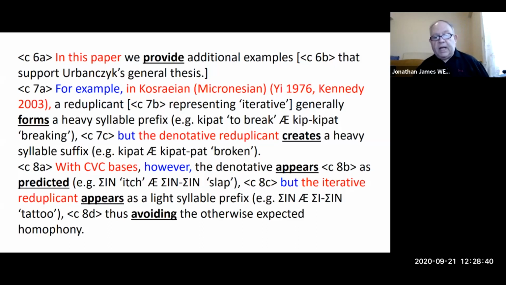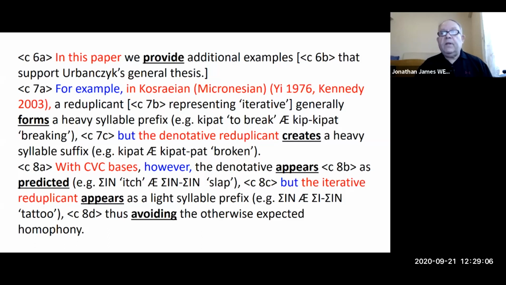And what kind of examples? The examples that support Urbanchik's general thesis. You're limiting which examples we are talking about. And so therefore it's also an embedded clause. Again, it's a rank shifted clause. And again, I'm not highlighting the verb here in the dependent or embedded clauses.